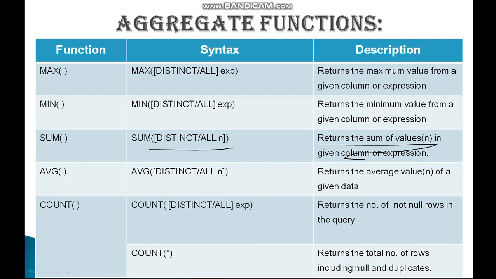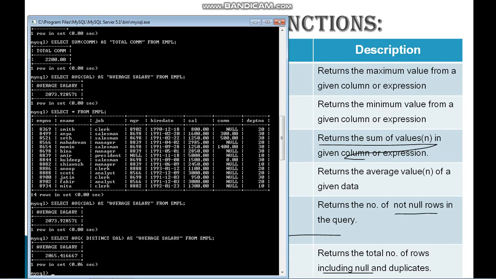There are two types of count. One is count distinct: either you will use distinct or all, it returns the number of not null rows in the query. It will give you the output of how many rows are there in the query, excluding the null values. And if we use count star, it is used for counting how many records are there in the query or in the group of records which is passed as an argument, including the null values also. So let us see here.